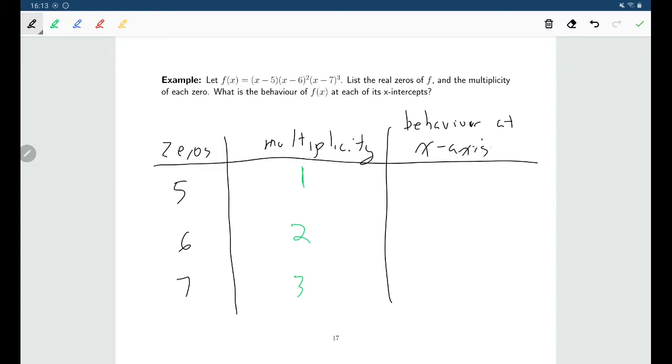And so now we can talk about the behavior at the x-axis. Remember that for the zeros where the multiplicity is odd, you're going to cross the x-axis there. So when x is 5 and when x is 7, for that graph, you would cross the x-axis. When it's even multiplicity, when x is 6, the multiplicity was 2, which is an even number. So at that point, we're just going to touch the x-axis, but not cross.